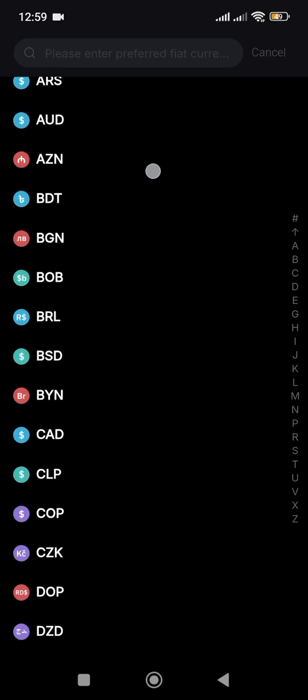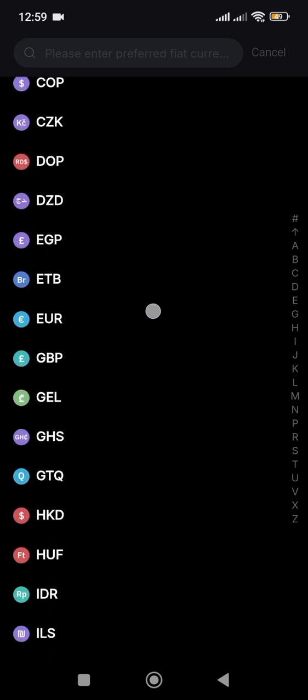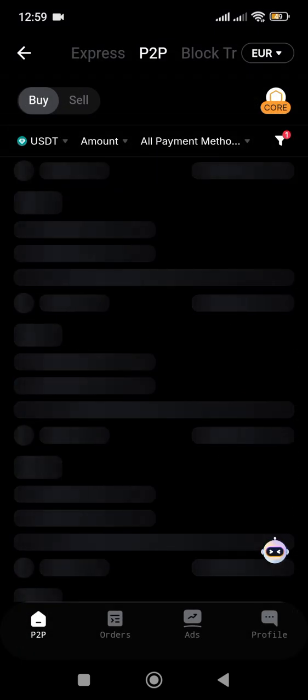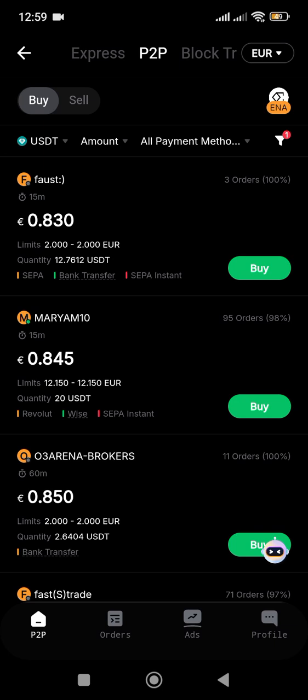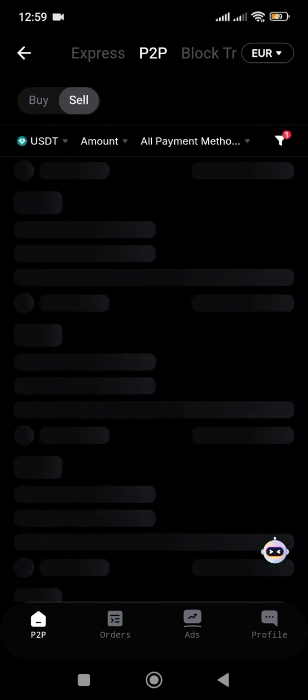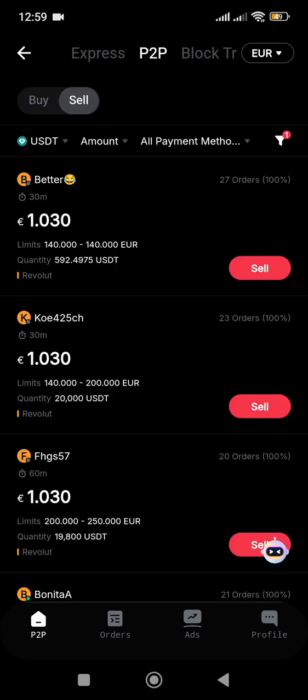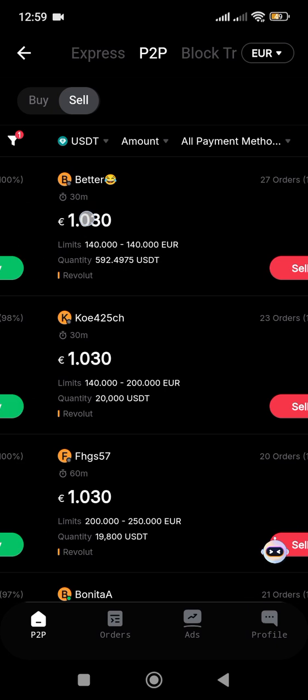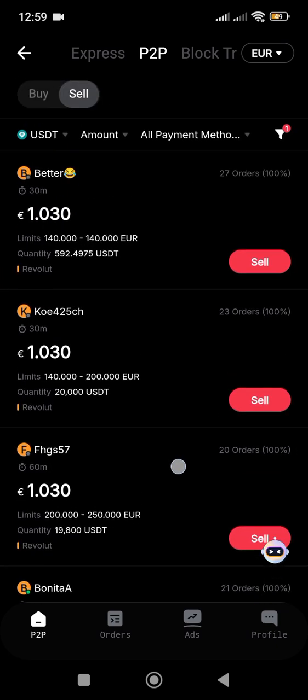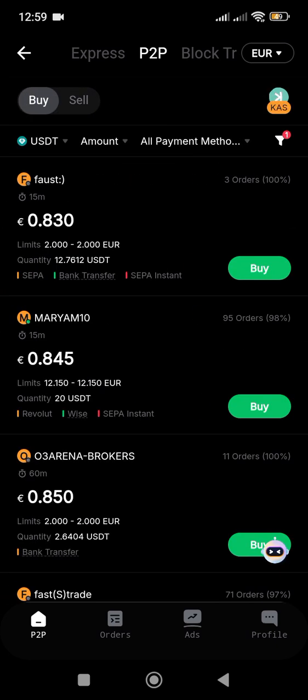You can see other currencies here. You can even choose a euro. If I want to buy USDT with euro, you can see. If I want to sell too with euro, you can see the price is in euro. You understand? The price is in euro.